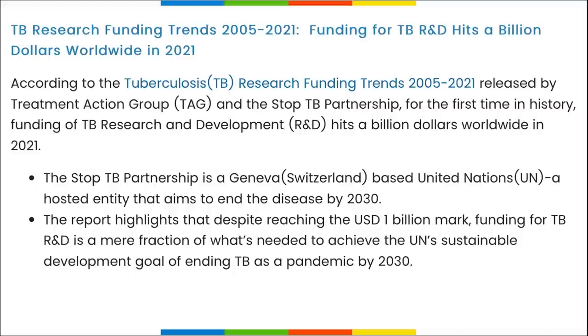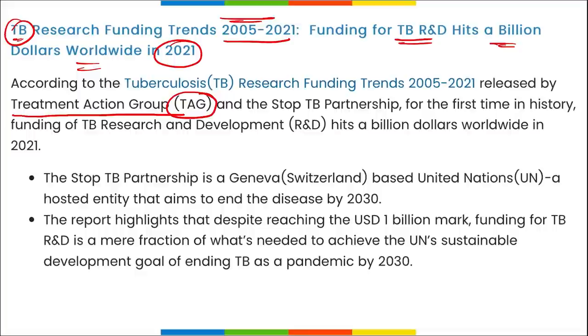Moving on, next, TB research funding transfer 2005 to 2021. Funding for TB research and development hits $1 billion worldwide in 2021. Recently, a report was released by Treatment Action Group, that is TAG, and in this report, it stated that the research and development for the TB has hit the highest funding ever in 2021, that was $1 billion. And we know TB, we just discussed in the starting of this video that TB is your tuberculosis. It affects your lung and it is a communicable disease. Also, the target of India to eliminate TB will be 2025.